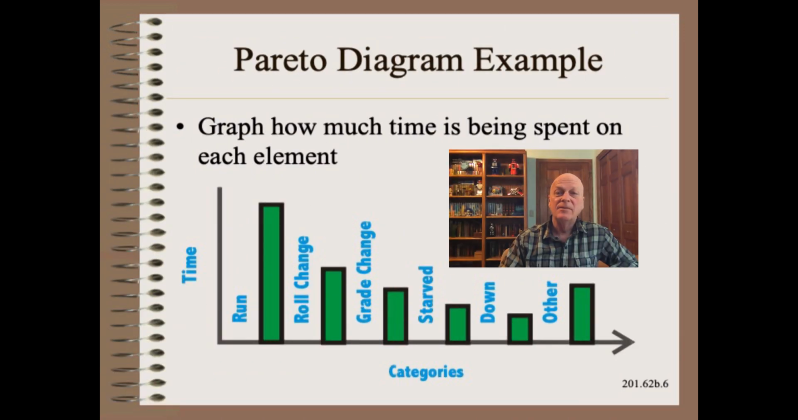Once you have the times for each of the time cycle elements, you can plot them on a Pareto diagram, which may give you some insight on how to prioritize your efforts. If, for example, most of the time is spent on run, then you should consider increasing run speed, and so on.